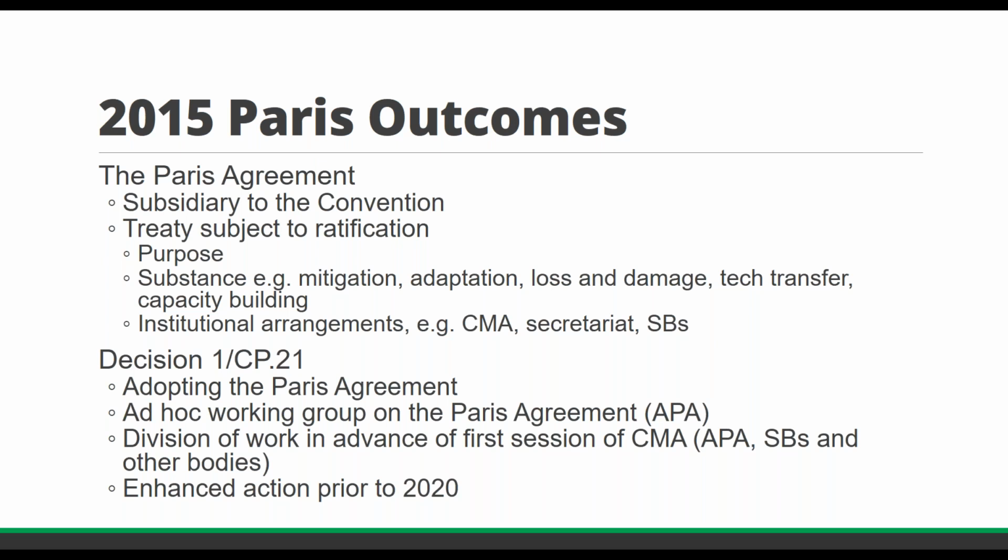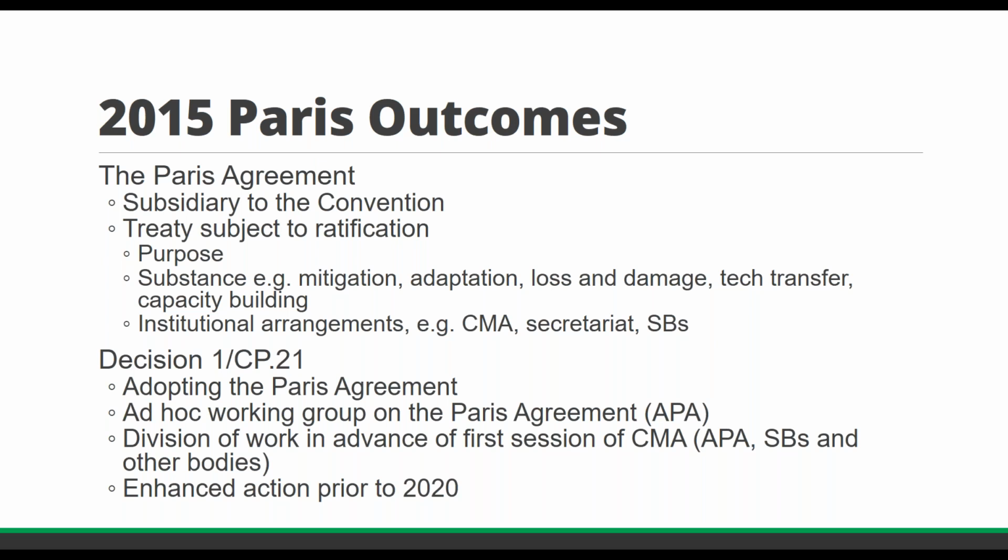But where we do have very strong language is in the purpose or preamble section, which includes language on gender equality, women's empowerment, human rights, the rights of indigenous peoples, just transition and decent work. And so a lot of the work we're doing now in advocacy under the Paris Agreement rule book, or the setting up of the implementation guidelines, is trying to link back to that preamble. You also then have the substantive section, which includes sections on mitigation, adaptation, loss and damage, technology transfer, and capacity building. And then you have a whole set of institutional arrangements.